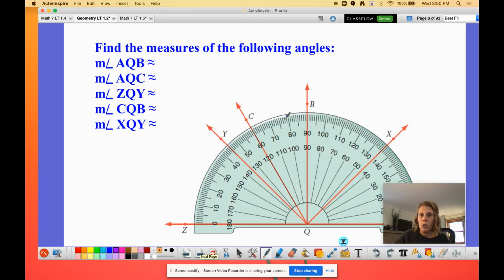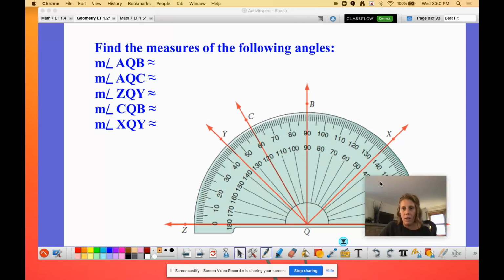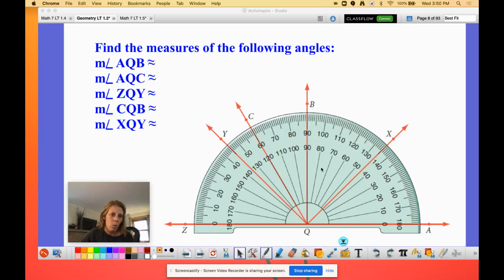Now we're also going to do a quick review of how we use a protractor. I just want to make sure that you understand how to measure angles. One of the most common things that I see is that students don't line the protractor up just right. There's usually a hole right here, or there will be a line across the bottom, and you would line that up with your straight line. Okay, so let's look at the measure of angle AQB.